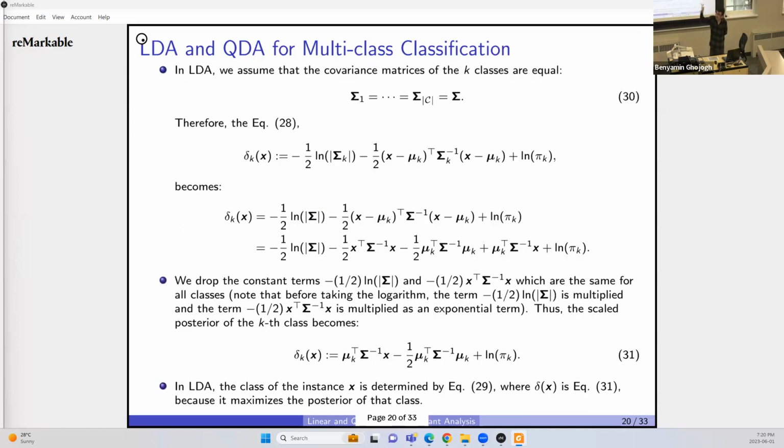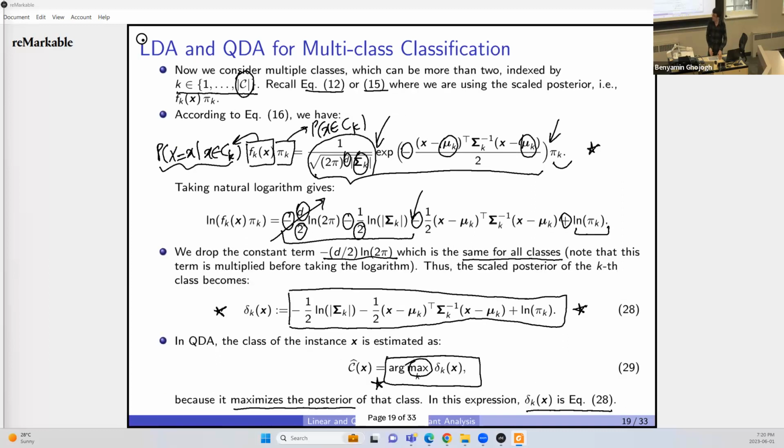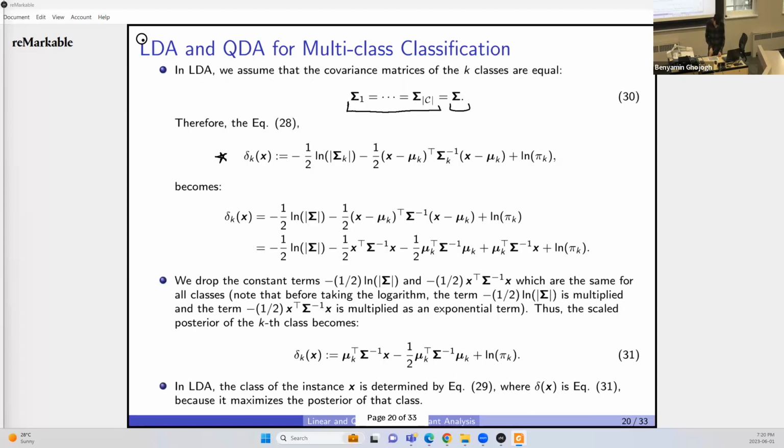In LDA, we make an additional assumption. Now we have several classes, so set them all equal to sigma. Let all of them be equal. Therefore, equation 28, which I'm repeating from the previous slide, is exactly what we had for QDA. Now we can simplify it. It becomes this. How? Let's see. I'm replacing sigma_k with sigma, and also sigma_k inverse with sigma inverse.